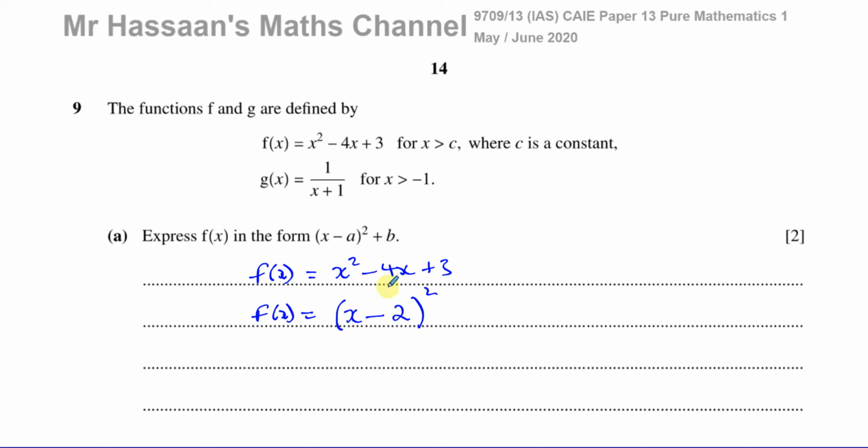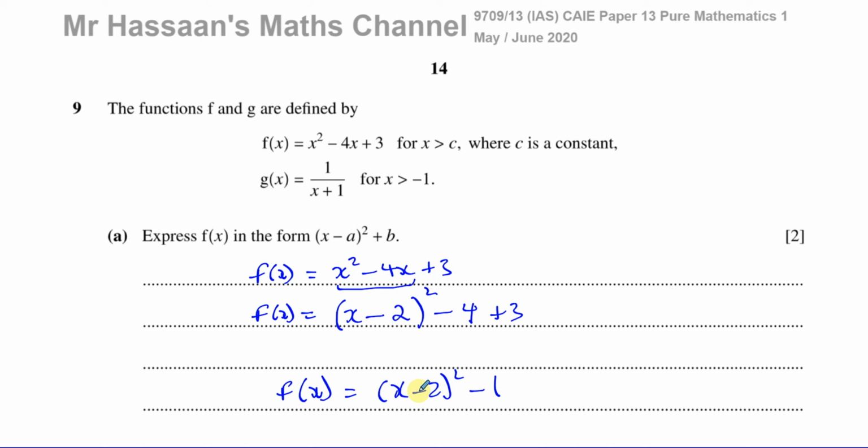I want x squared minus 4x plus 3. So let's ignore the 3 for now. Sorry, this will give me x squared minus 4x, but then it will give me plus 4. So I've got to take away that 4. When I expand this, I'll get x squared minus 4x plus 4 minus 4, which gives me 0. So this is exactly the same as that up to this point. But then I have a plus 3 at the end, so I've got to add 3 to this. And now that gives me my answer, x minus 2 squared minus 1.